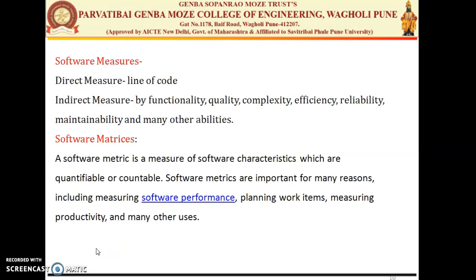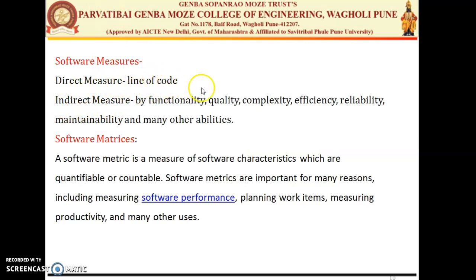The software measures are nothing but measuring the software. In easy terms, we can say measuring the software. There are two different ways to measure the software. The first is direct measure. We are directly measuring the software by using the line of code. That is the first one. And the second is the indirect measure, meaning we are using the different functionalities. We are using quality, complexity, efficiency, reliability, maintainability, different parameters and different abilities of the software to measure the software. So that is your indirect measure, and direct measure is the line of code.